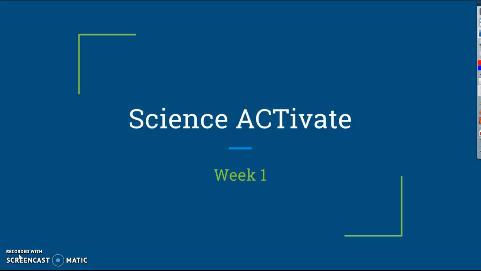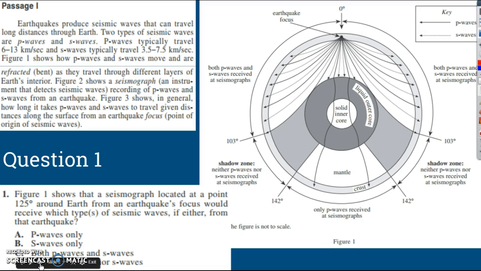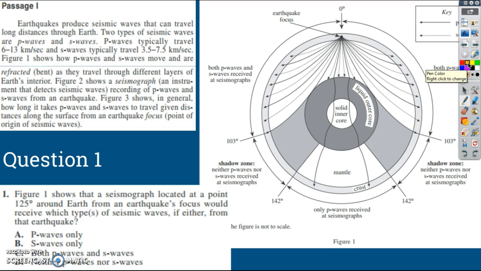Alright guys, today we are looking at the Science Week 1 of Activate. If we look through here, this is a passage. We're looking at seismic waves and a picture of the Earth's core. We can see that we've got S waves and P waves. One of the things we're supposed to do with this type of question is look at the picture and figure out what's going on.